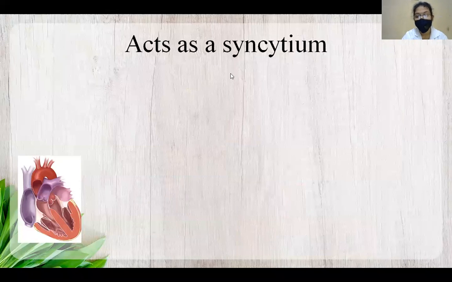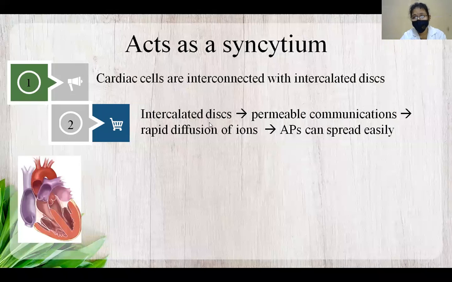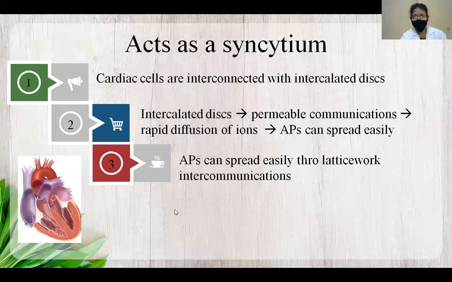Now, the heart acts as a syncytium. Okay, so why does it act as a syncytium? Because the cardiac cells are interconnected with intercalated discs, and these discs form permeable communications through which the ions can rapidly diffuse across. As a result of this, the action potential can spread very easily. This action potential can spread very easily through the lattice network of intercommunications. Okay, so it means spreading throughout the cardiac muscle.